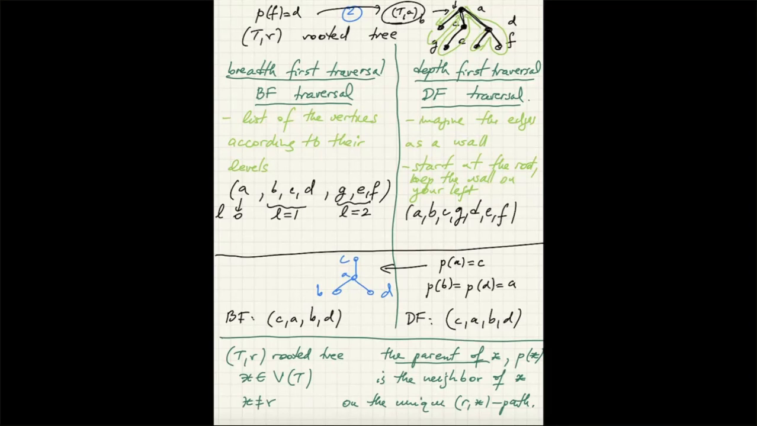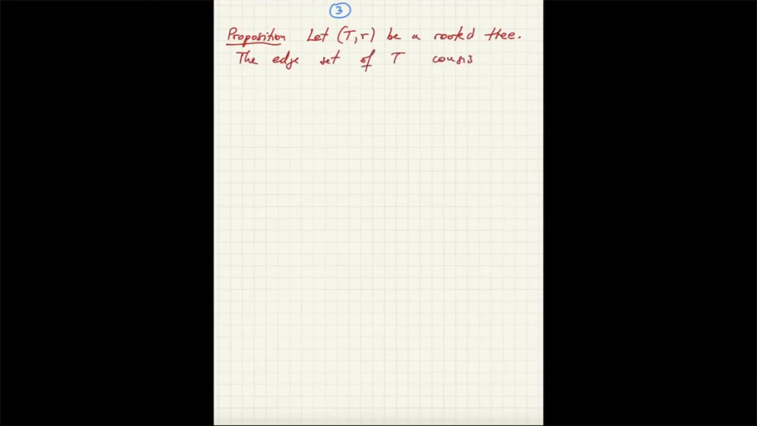Now, why is this notion useful? Well, if we have this parent function, that gives us the whole information about the tree. And this is summarized in the following proposition. Let T be a rooted tree, then the edge set of T consists of all the pairs X, parent of X, for X not equal to R.